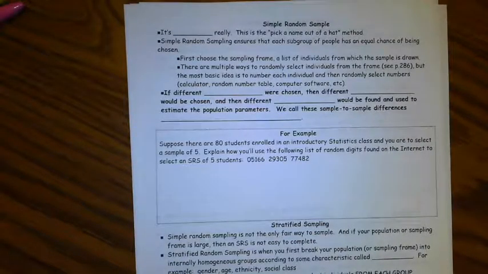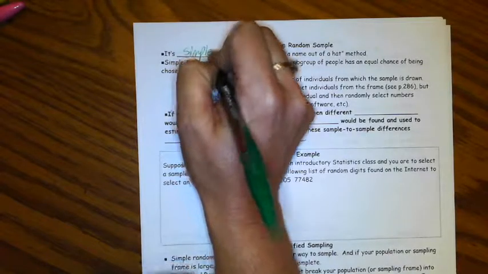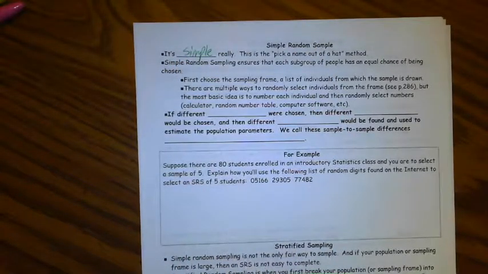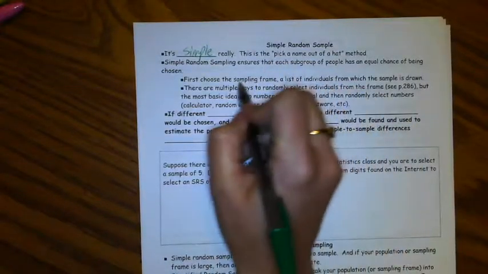All right, let's start with a simple random sample. Really, why it's called a simple random sample is because it's simple. It's the easiest, most logical way to take a sample. This is the pick-a-name-out-of-a-hat method. Basically, give everybody in your population a number, pick some numbers. There is something we're going to talk about that's called a sampling frame.